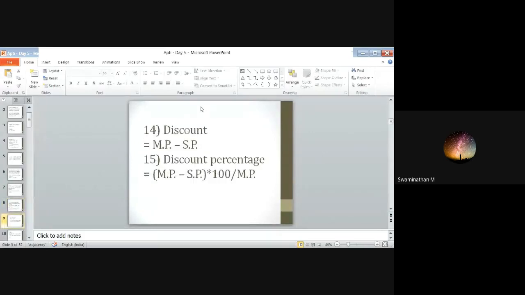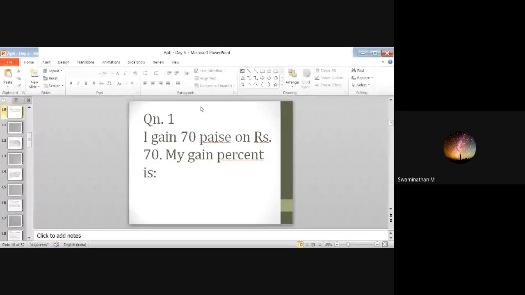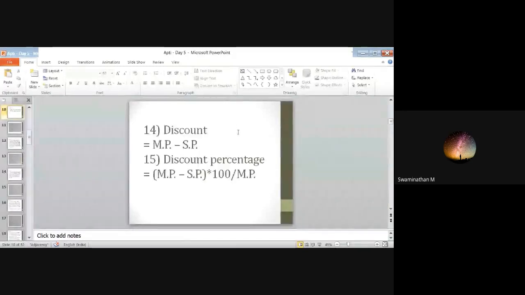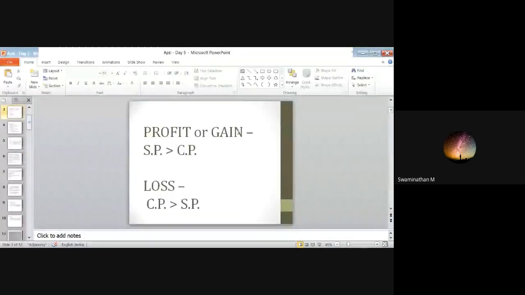So now we will see problems. This is a very simple one. I gain 70 paise on rupees 70. What is my gain percentage? This is just for introduction. I want to know whether you understood or not. 70 paise is the gain, and rupees 70 is the cost price. So what is the gain percent? Gain percent.